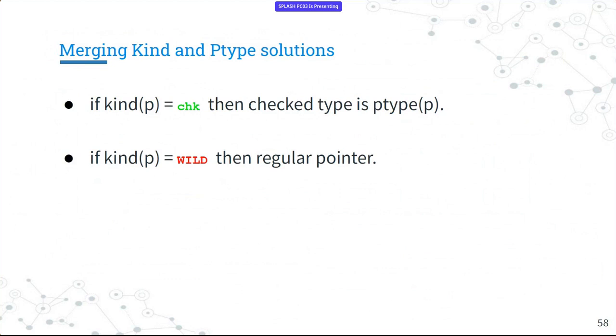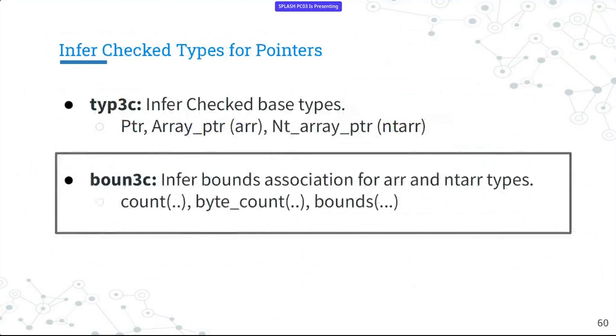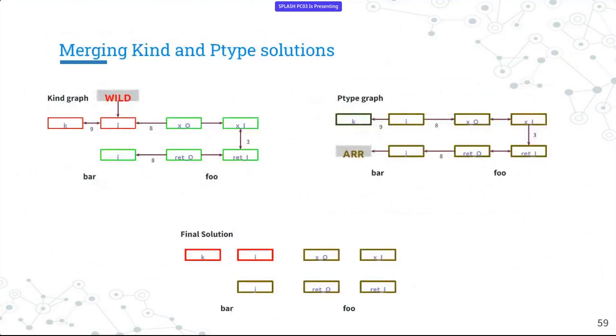And for the final solution, for a given pointer, we check what is the kind solution for that pointer. If the kind graph says it's a checked pointer, then the final pointer type will be given by the pointer graph. If the kind graph says it's a wild pointer, then you just make it a regular wild pointer. So given the kind graph and the pointer graph as shown on the slide, we get the final solution by taking the final type from the pointer graph if it is a green node. If it's a red or wild pointer, we just make it wild. Okay? So that's how we infer pointer types.